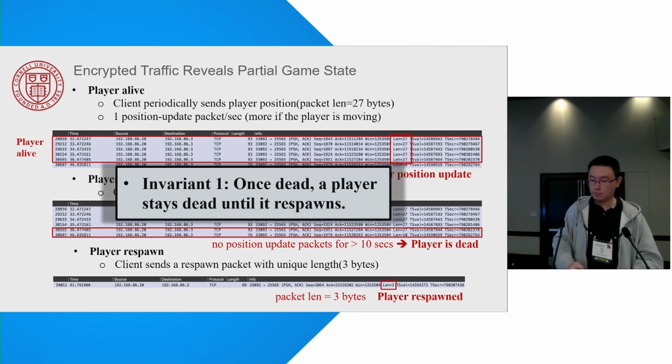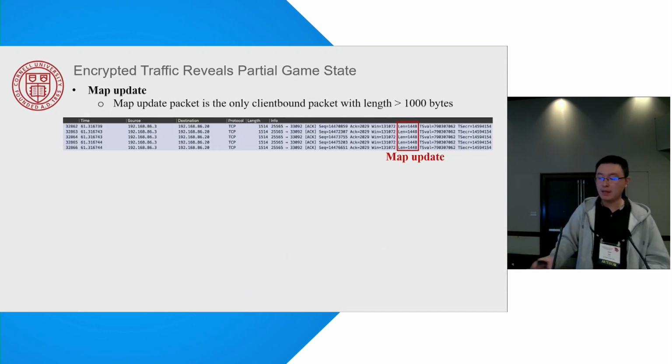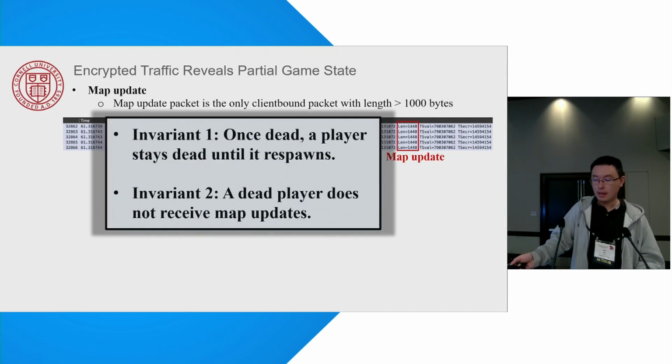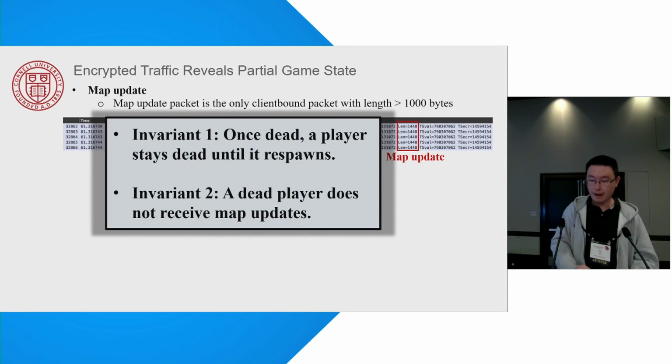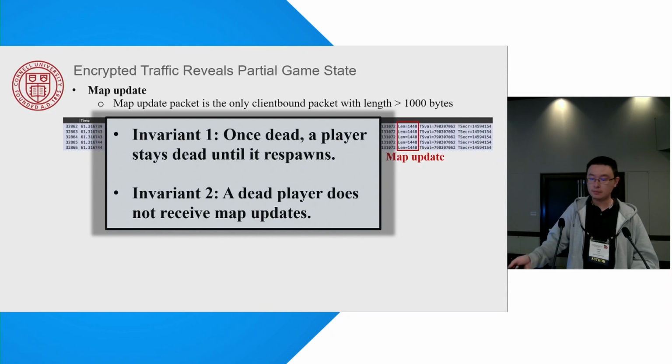These game events correspond to a simple invariant in Minecraft: once the player is dead, it stays dead until it respawns. We can easily check if an encrypted Minecraft trace violates this invariant. Another game event that can be inferred is map update, and it also corresponds to an invariant: a dead player does not receive map updates.